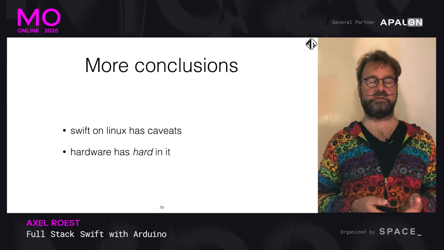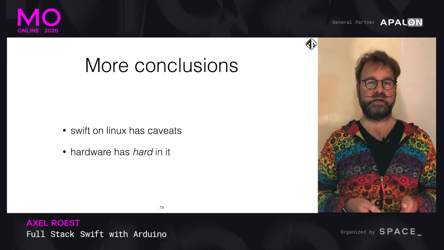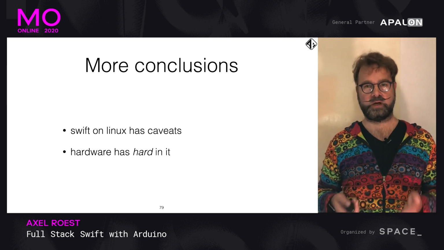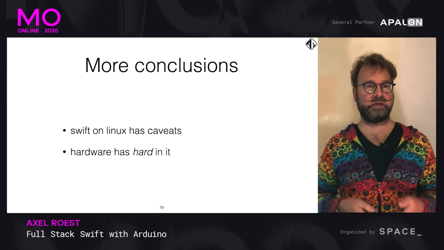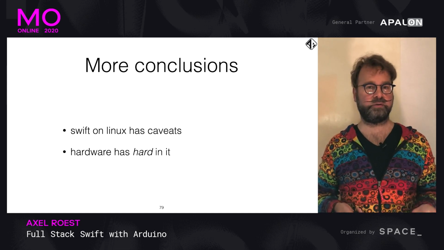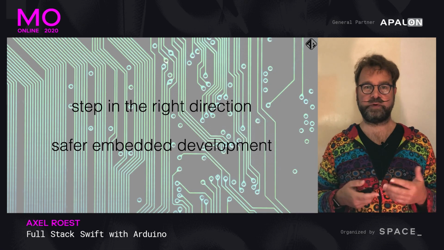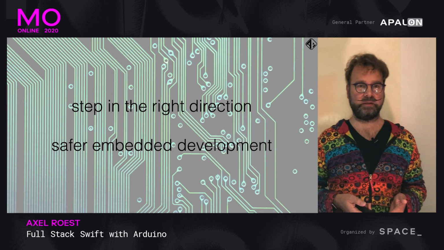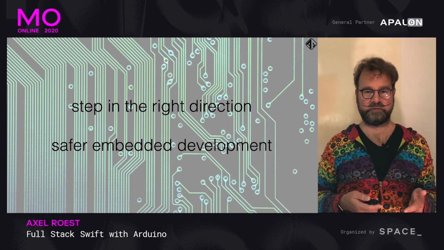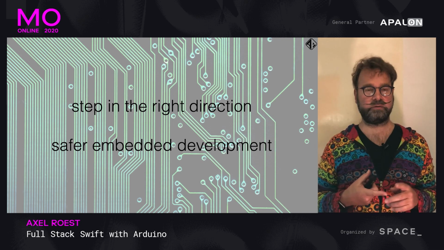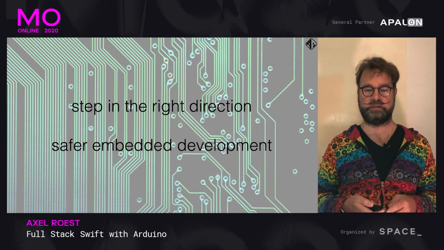Other conclusions. Swift on Linux is still hard, has caveats, and hardware has the word hard in it for a reason, because so many things are undefined and not very common when you do Swift development. Still, I believe Swift for Arduino is a step in the right direction because it allows for safer embedded development. You have strict type checking, you don't need to deal with pointers and memory leaks.